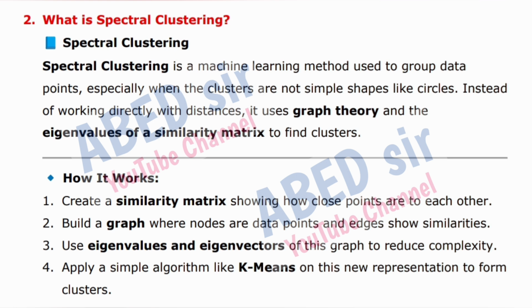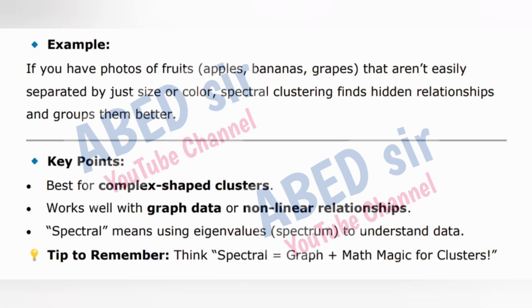Create a similarity matrix showing how close points are to each other. 2. Build a graph where nodes are data points and edges show similarities. 3. Use eigenvalues and eigenvectors of this graph to reduce complexity. 4. Apply a simple algorithm like K-means on this new representation to form clusters. Example: if you have photos of fruits, apples, bananas, grapes, that aren't easily separated by just size or color, spectral clustering finds hidden relationships and groups them better.